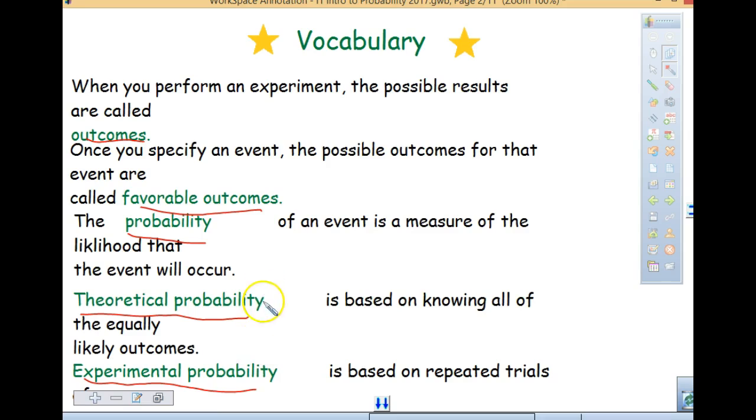So when we think about these, theoretical probability is when you flip a coin, you think that half the time you're either going to get heads or tails.